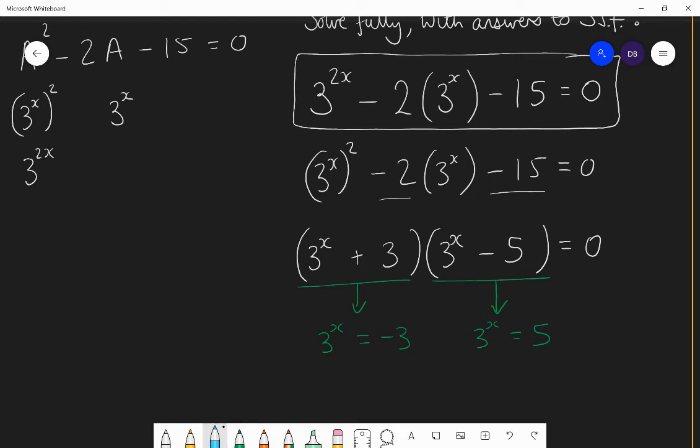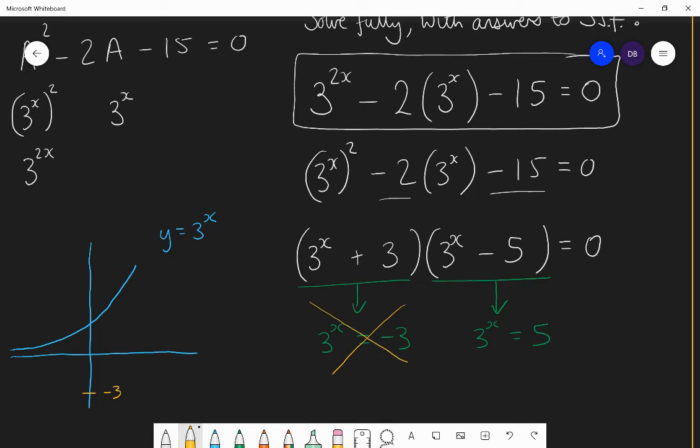Think back to your exponential graph. When we started doing exponential functions, we sketched the graph of y equals 3 to the power of x, and it looked like this. As you headed off to negative infinity, it approached the x-axis but never reached it. Can 3 to the power of x equal minus 3? Can the y value ever equal minus 3? And the answer is no. So that will not have any solutions, so we ignore that one. But it's best to ignore it by explicitly showing that you have thought about it and discounted it: 3 to the power of anything cannot equal minus 3.